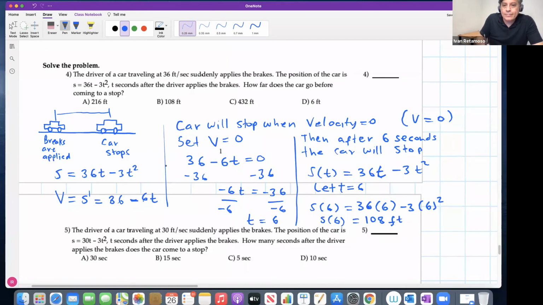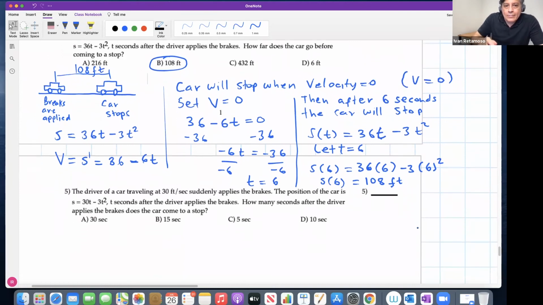So after the driver applies the brakes, the car will travel 108 feet, right? That will be the distance. It will go 108 feet and then it will stop. Very good, guys. So, a very tricky question: if they ask you for the time, set the velocity equal to 0. If they ask you for the distance, once you get that number, you plug it into your position function. Now, this next one is a little simpler because they don't ask you for the distance, they just ask you for the time.